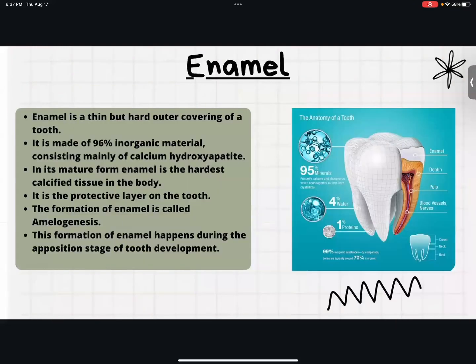Now we're going to talk about the enamel. The enamel is a hard outer layer of the tooth. It is made up of 96% inorganic material that, once it is mature, is the hardest calcified tissue in the body. The formation of enamel happens during the apposition stage, and the formation is called amelogenesis, which you can see here.